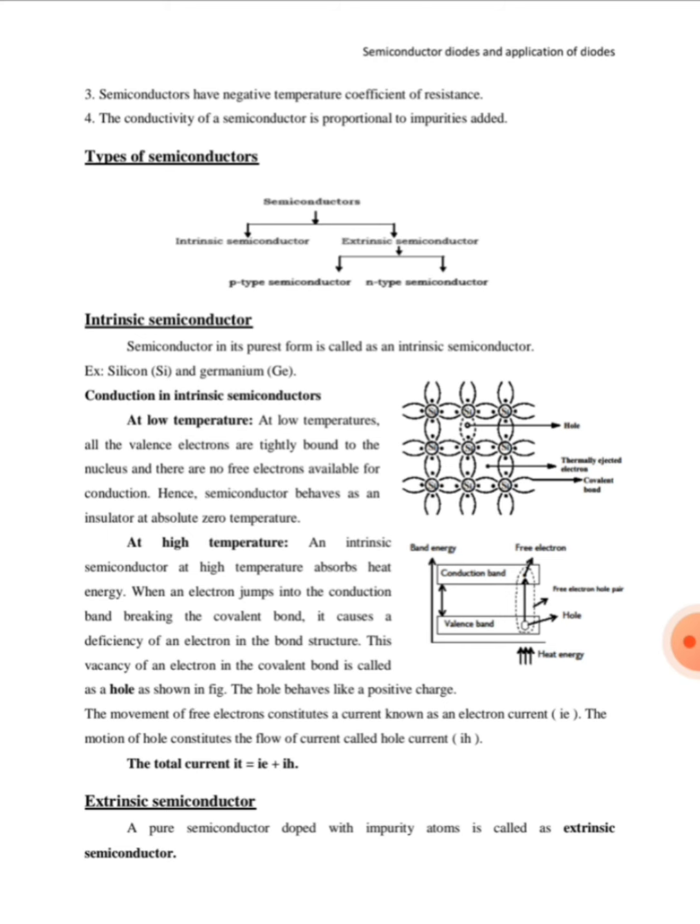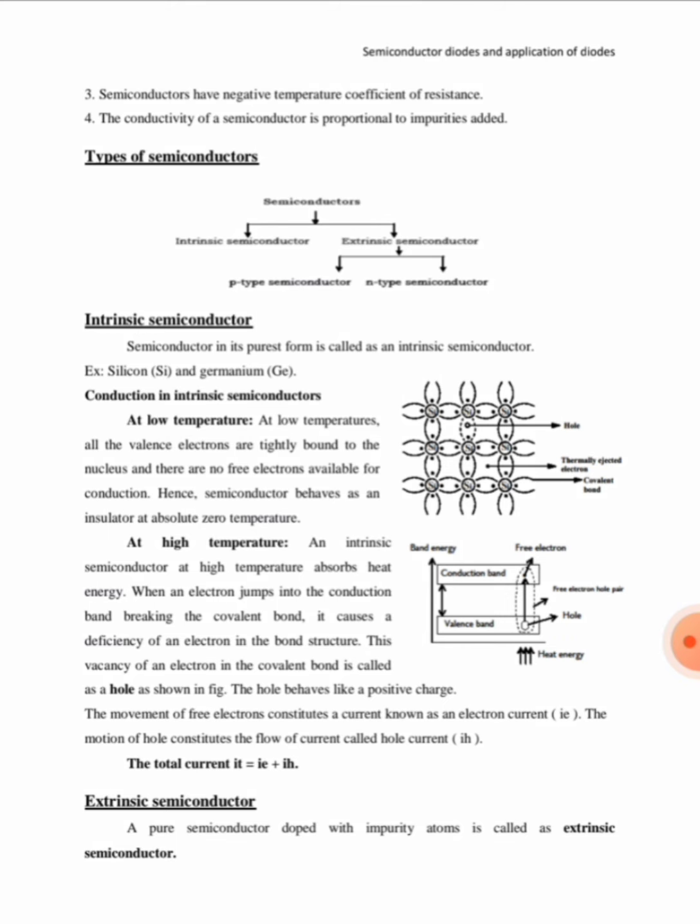Let us now discuss the different types of semiconductors. These semiconductors are broadly classified into two types: intrinsic semiconductors and extrinsic semiconductors. And these extrinsic semiconductors are further divided into p-type semiconductors and n-type semiconductors.